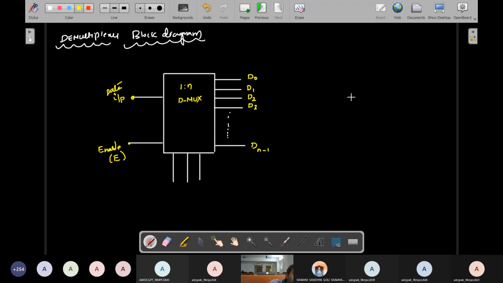If you take a terminal as the 7th terminal, 7 minus 1 represents the 6th terminal, like that. These are the selecting lines, called S0, S1, and so on. The selecting lines are M, so M minus 1.